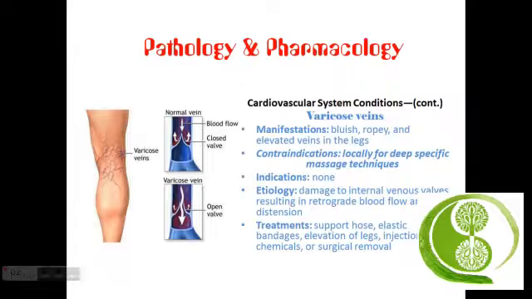Etiology is caused by damage to the internal venous valves, resulting in a retrograde or backup of blood flow and distension. So the valve's not really working properly, and it's letting the blood seep back down, causing a buildup in that tissue under the vessel. Treatments can include support hose, elastic bandages, elevation of legs, injections of chemicals, or surgical removal. Sometimes they actually have to go in and surgically strip those veins.